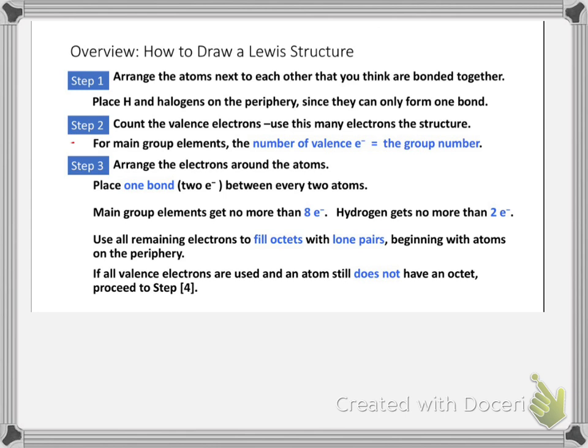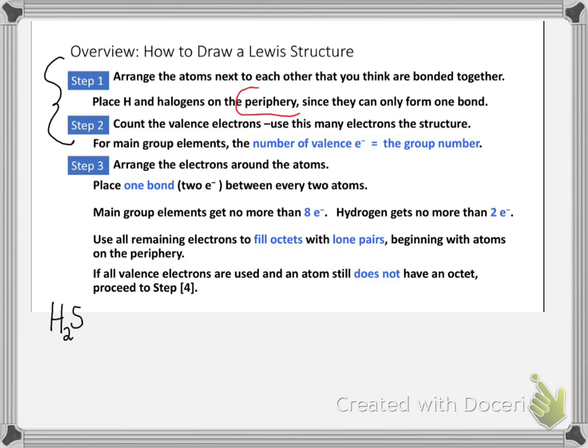So looking at steps 1 and 2 right here, it's not required that you do this in the order, but we always have to start with these 2 steps. And I'm going to draw a Lewis structure along with the steps, and I am going to do H2S to start with. So step 1 says arrange the atoms next to each other that you think are bonded together. Place hydrogens and the halogens on the periphery since they can only form one bond.